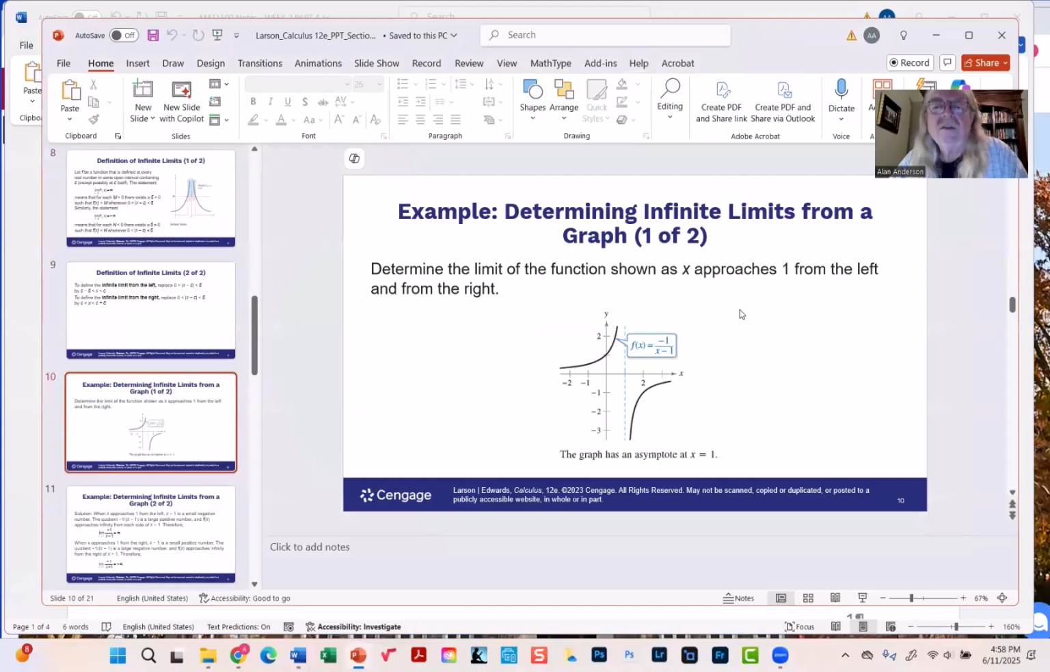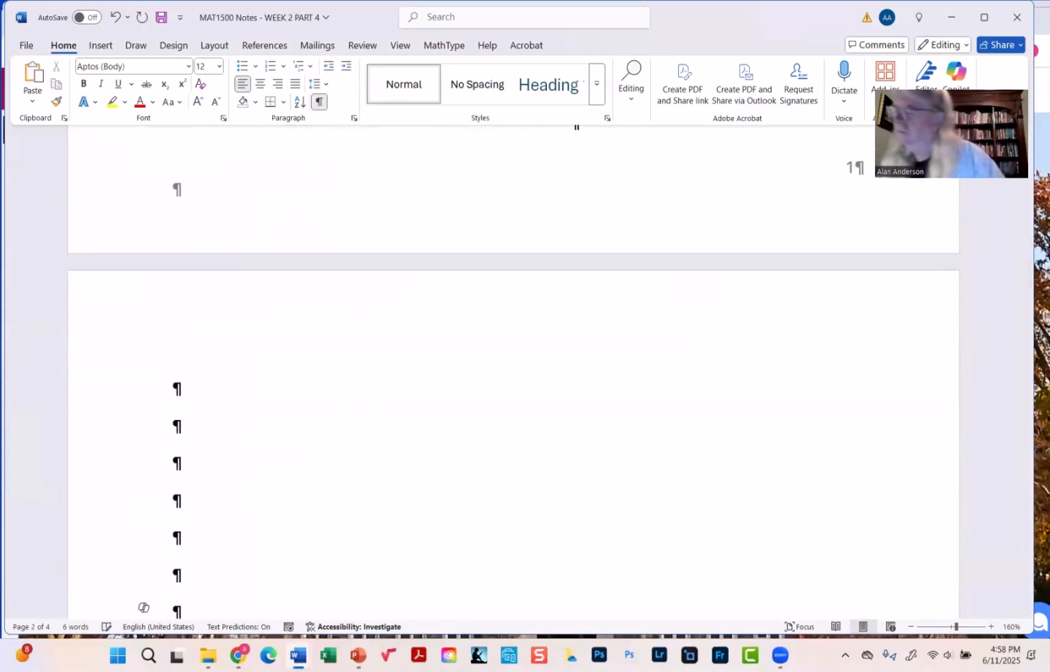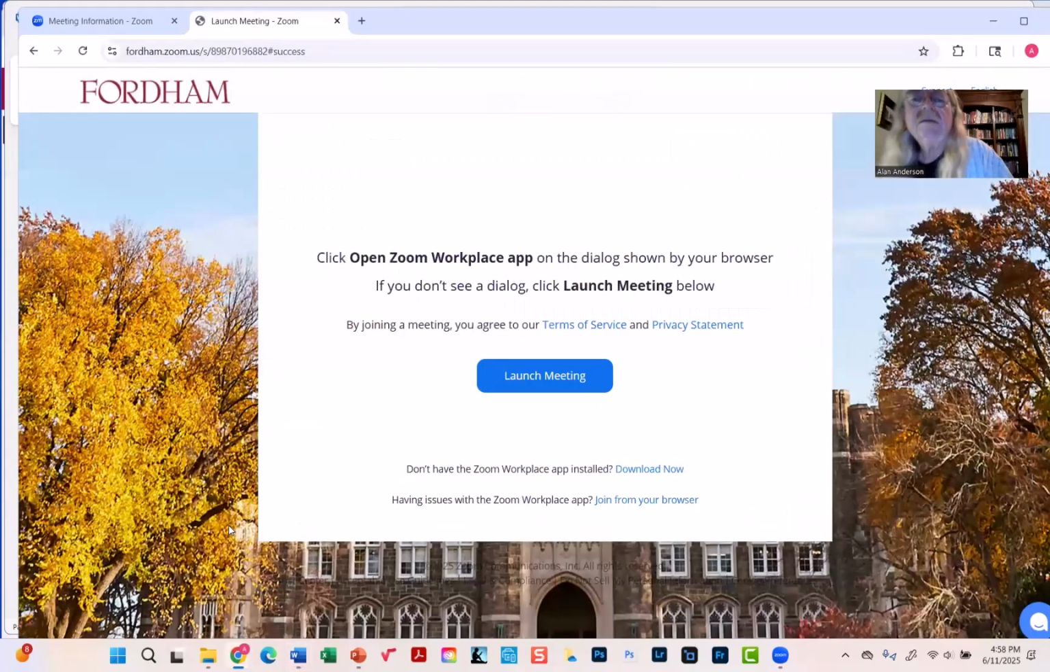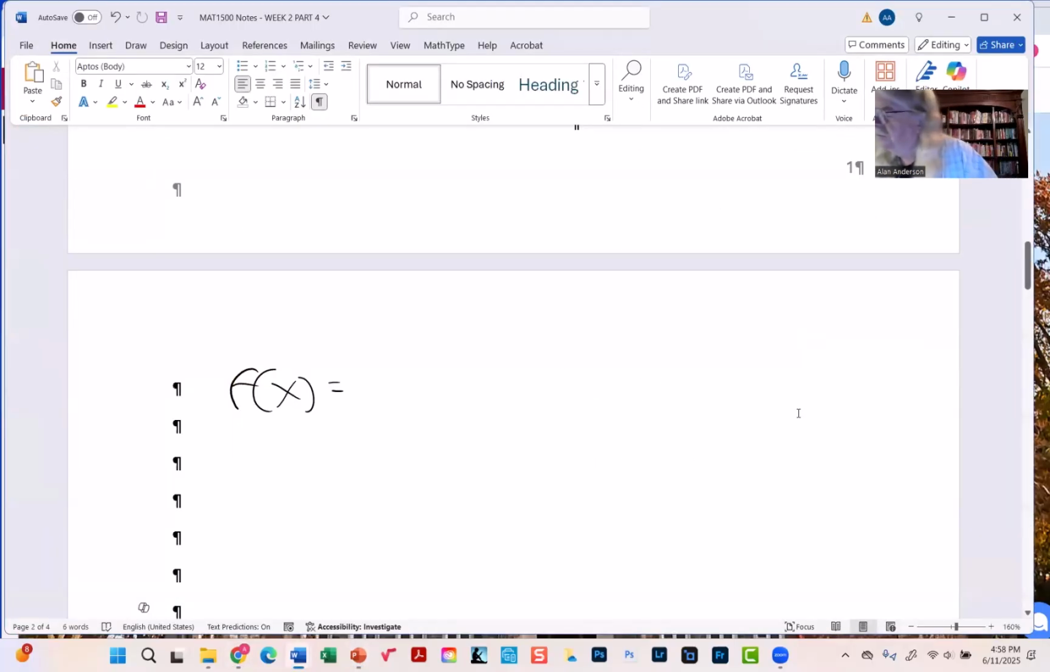Now, here's another interesting one. F of x equals -1 over x minus 1. And again, you can see just by looking at this function, the domain will not include +1.